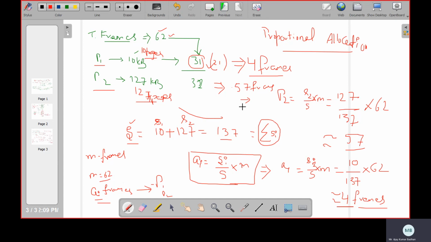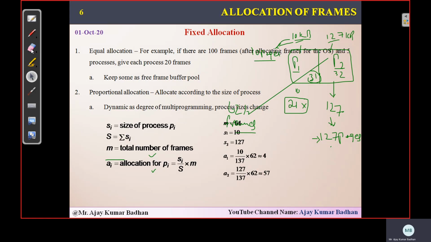There is no wastage of frames, right? Total 62 we are having. How many have we allocated? 57 and 4, so 61 frames we have allocated, and still 1 frame is left. This we will place in the pool. That is what is referred to here as the free frame pool. I hope it's very clear, and that's what is explained in this particular scenario. Clear?